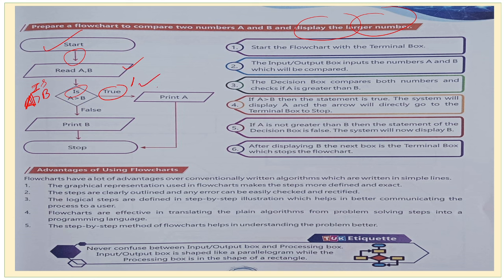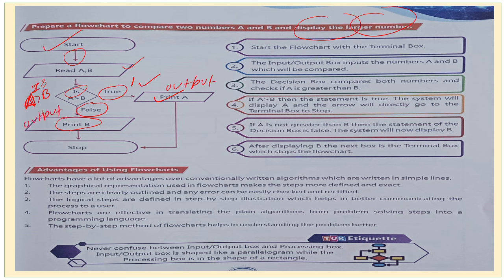If A is greater than B, then we have to print in the output box, print A. This is our display, this is our output. Otherwise, if this condition becomes false, if A is not greater than B, it means B will be greater than A. So what should we print? That is, print B. That is also an output box.